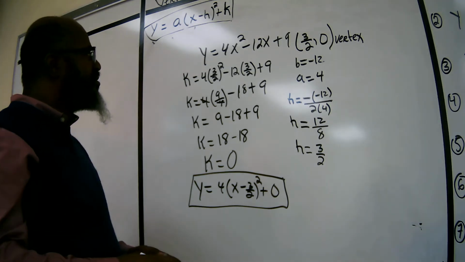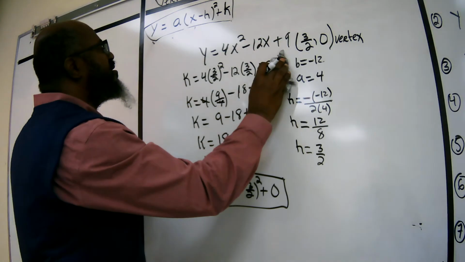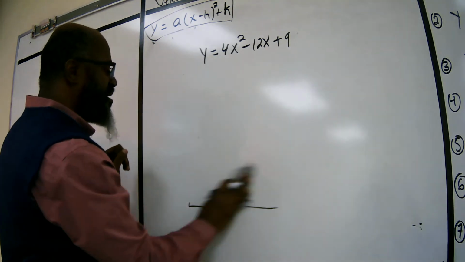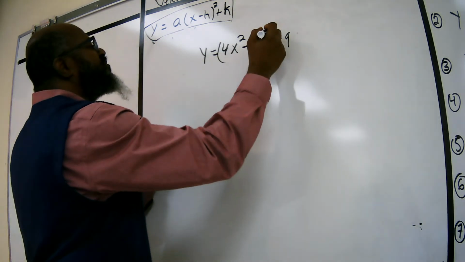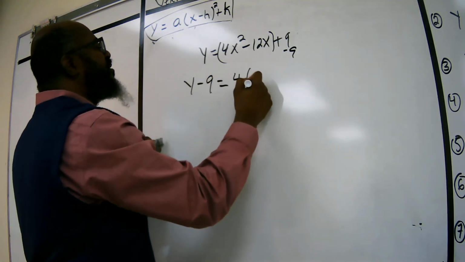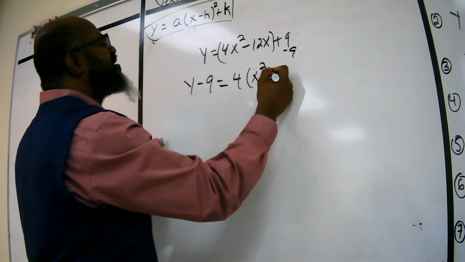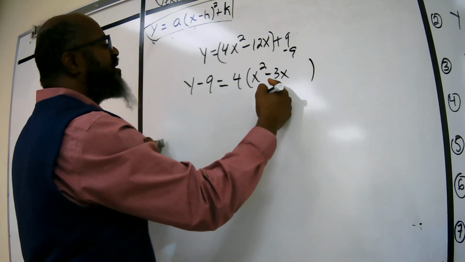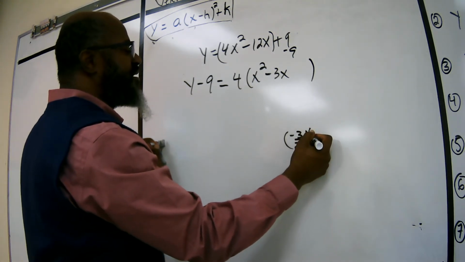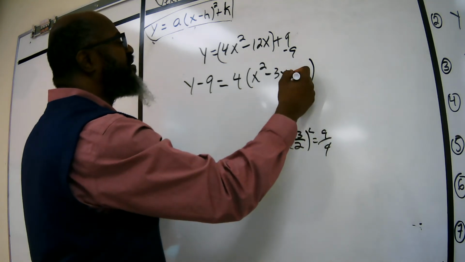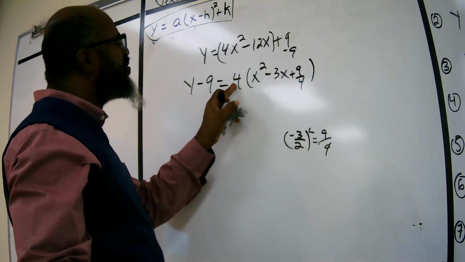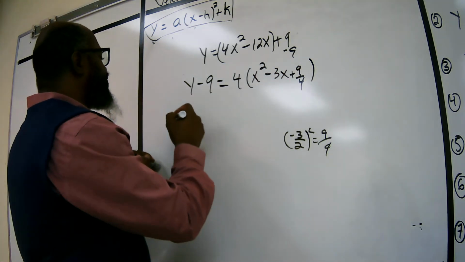So let's go do the big boys one. You do family grouping, you keep your x together, you subtract 9, you will end up with y minus 9. Factor 4 out, you will have x squared minus 3x. Then you take this divided by 2, you will end up with negative 3 half, and you square it. That will give you 9 fourths. In reality, you add 4 times 9 fourths. That's what we will add on the other side.